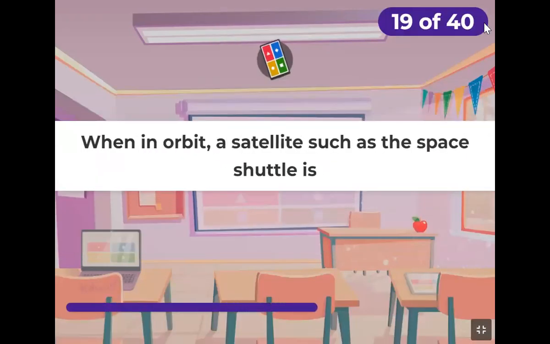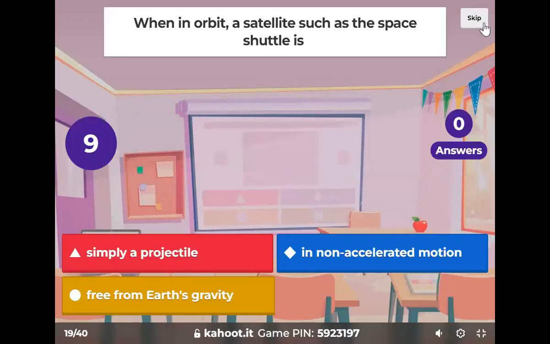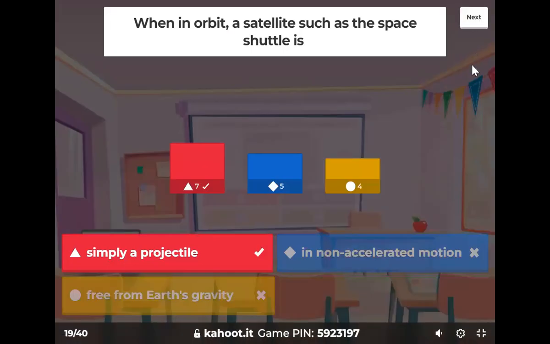When in orbit, a satellite such as a space shuttle is... All right, so this one's a little tricky, right? Usually projectiles, I tell you, oh, so it's a parabola shape, but that's not actually true for this one. So this is actually a special projectile. If you throw something to the right fast enough, then it can actually orbit the Earth. Now it'd be crazy fast, about 8,000 meters per second. So it's a circular orbit.